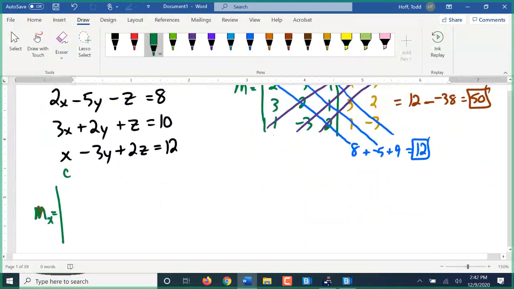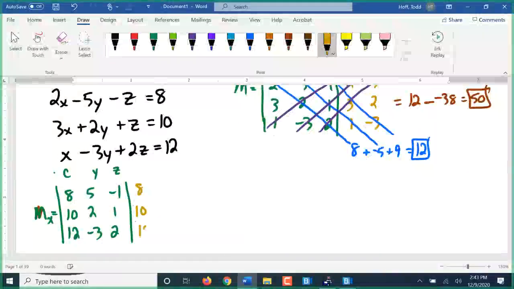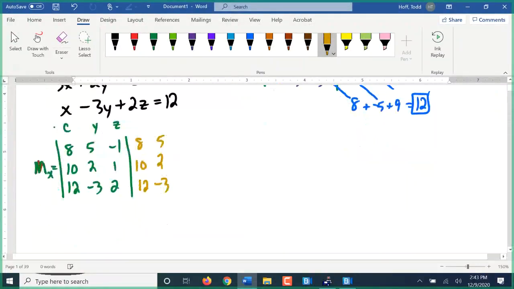For our X matrix, remember we replaced the X column with our constants. So it's the constants, then the Y's, then the Z's. So this will be 8, 10, and 12. 5, 2, -3, -1, 1, and 2. And we rewrite the first two columns again. 8, 10, and 12. 5, 2, -3.